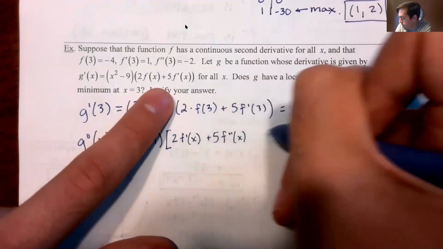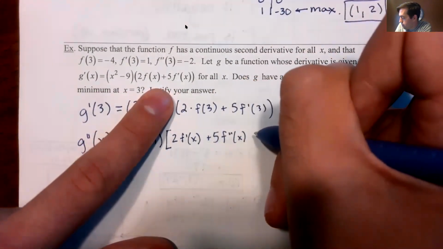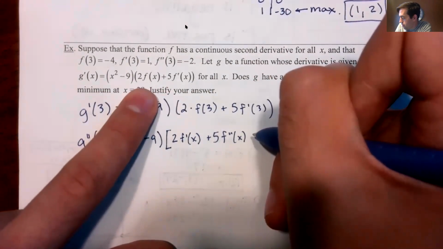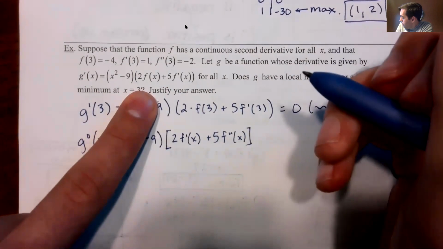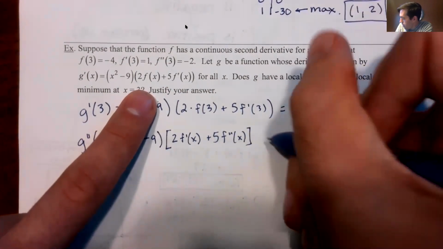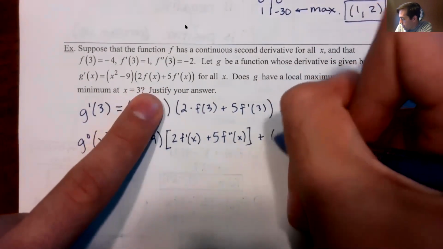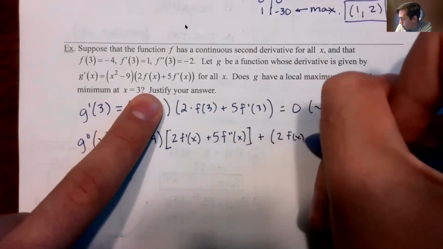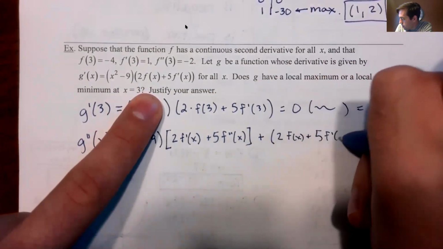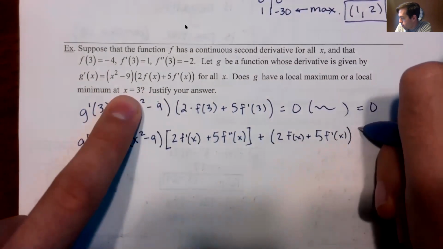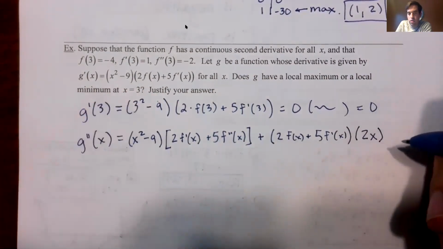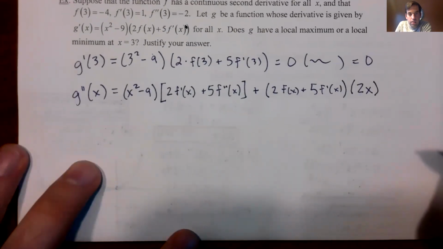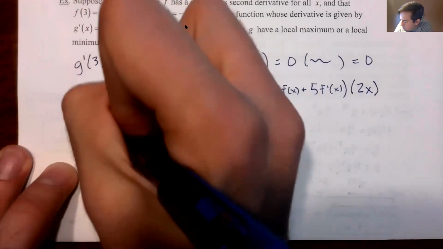We don't have any chain rule to do here because the inner functions were just x. Okay, and then we're going to add the second times the derivative of the first, which is going to just be 2x plus 0. And so that's what we've got, and now we're going to plug in 3 and see what happens here.